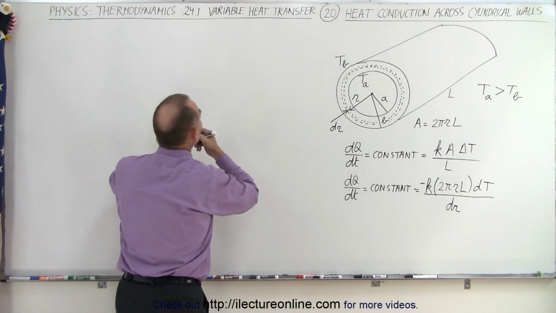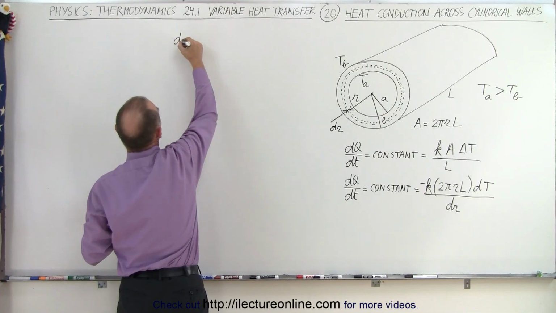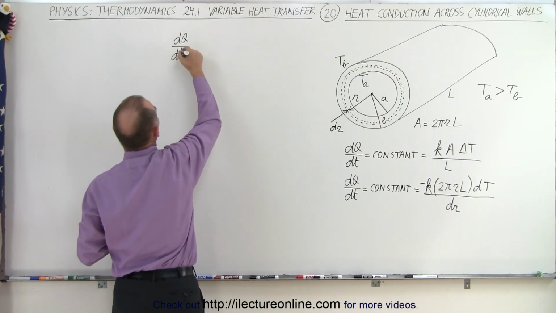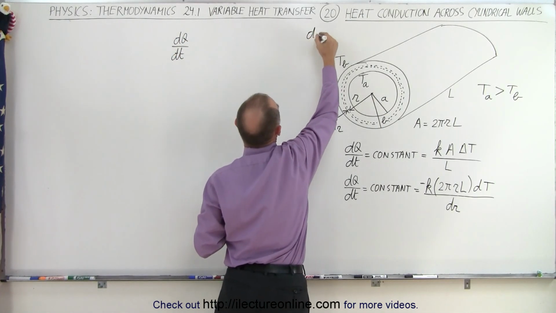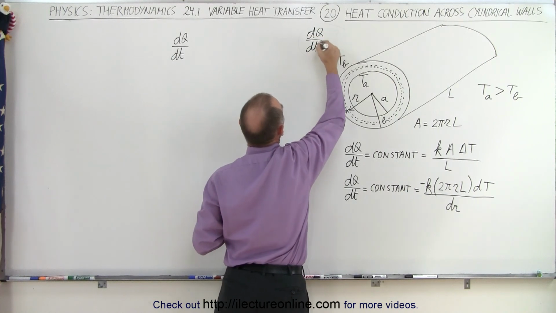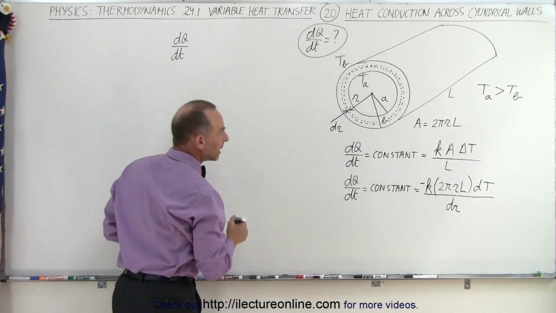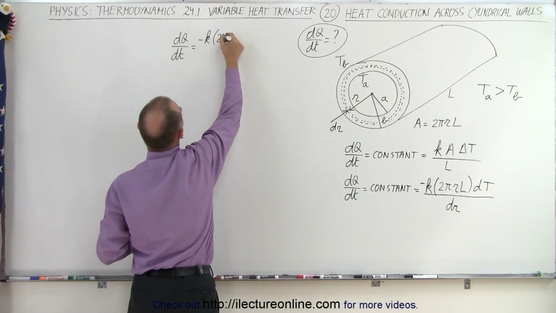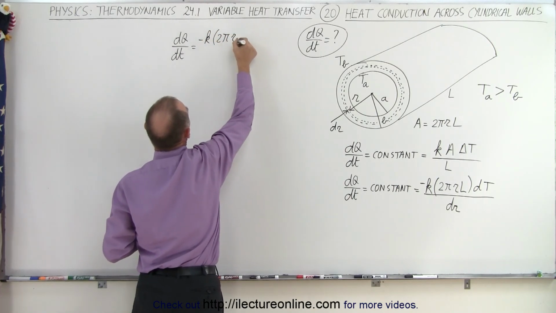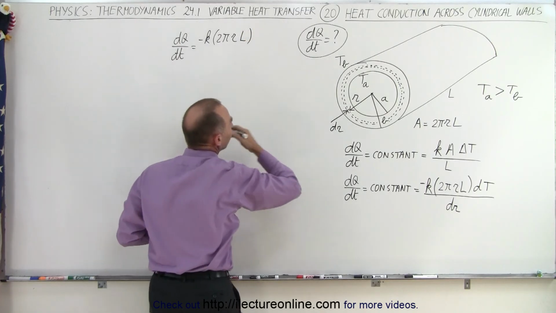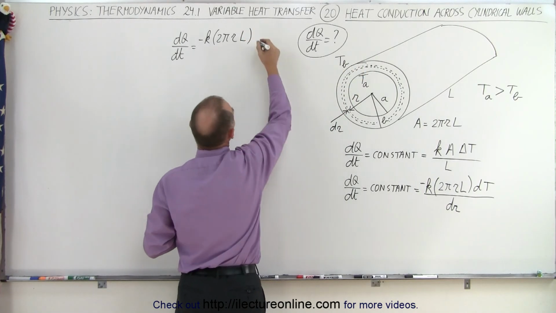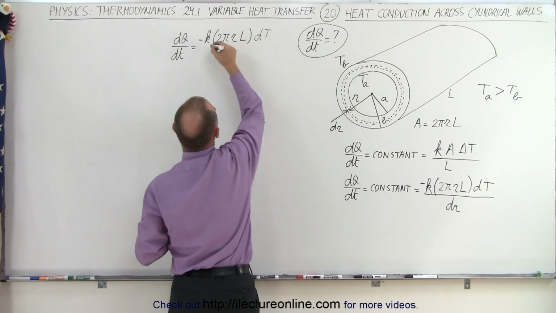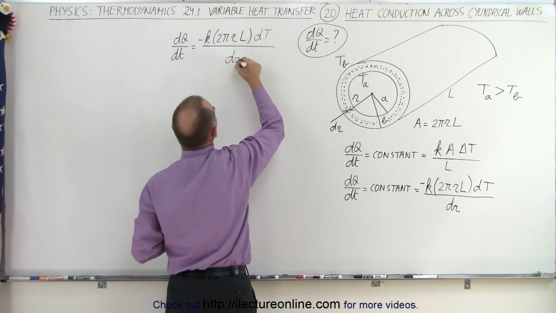Let's repeat the equation up here. So we can write this as dQ/dt, which is what we're trying to find. So let's write that down. We're looking for dQ/dt in this case. And that's going to be equal to minus k times 2 pi r times L, L being the length of the cylinder in this case, times dT, the change in temperature across a small little segment, dr.